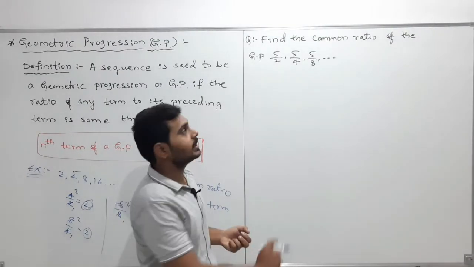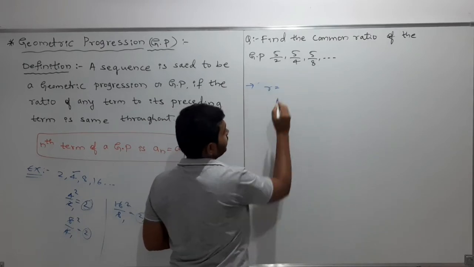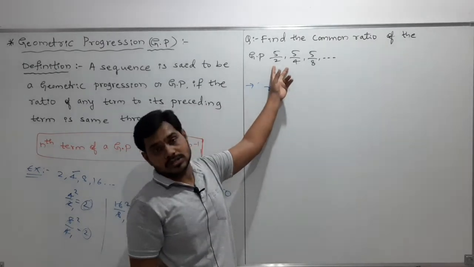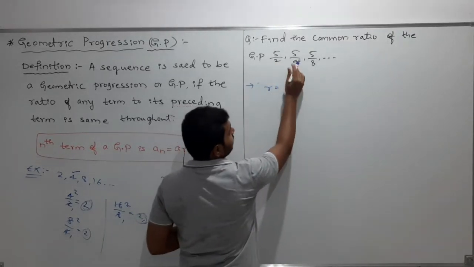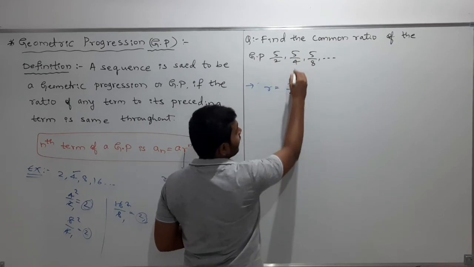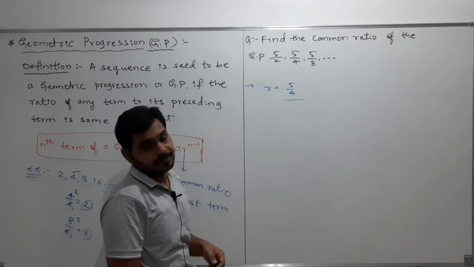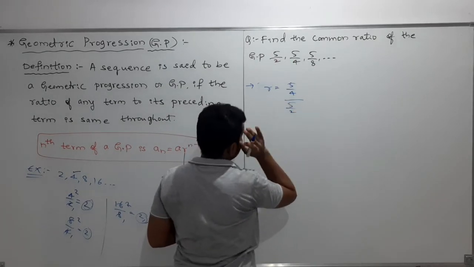How to calculate the common ratio? Common ratio means you can take any two consecutive terms and take the ratio of them. Clear? So here the common ratio is this term divided by this term. If I do that, I'll get the common ratio. So 5 by 4 divided by 5 by 2. So calculate this one, my dear students.